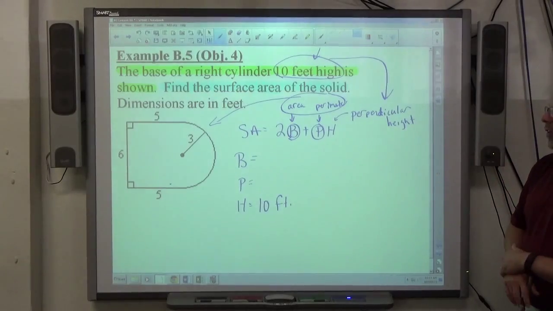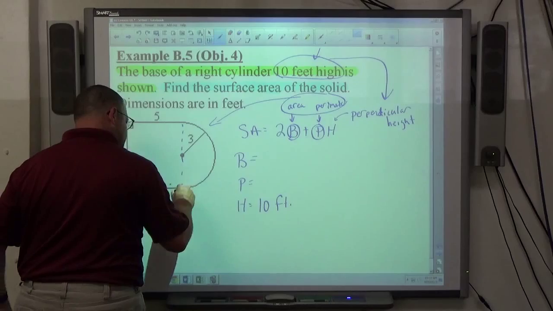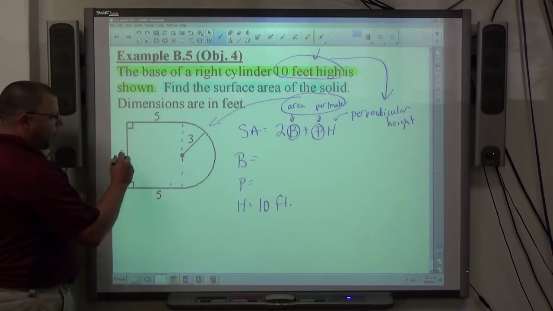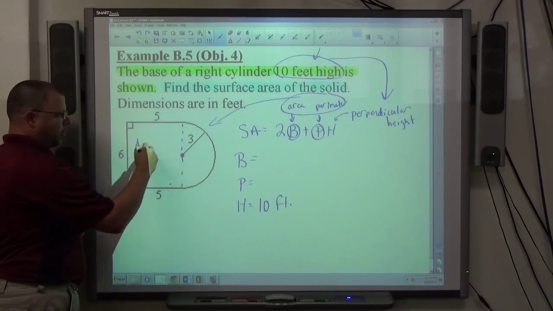All right. As far as area of the base is concerned, we have a semicircle and a rectangle. Okay? The rectangle is 5 times 6, which is 30, right?